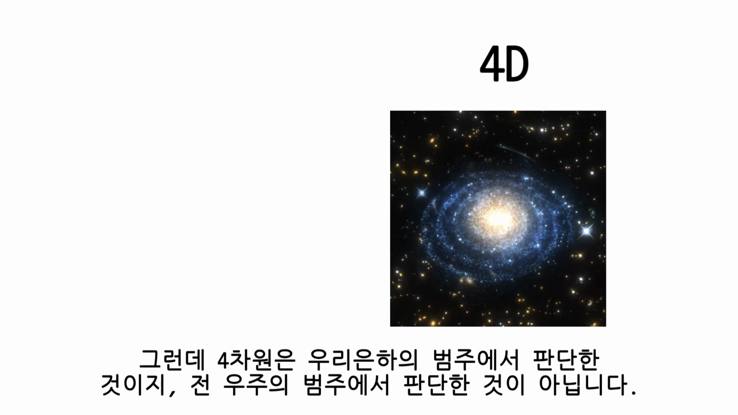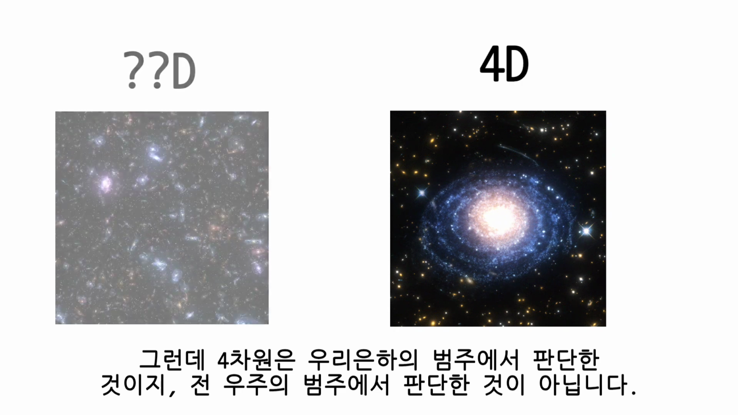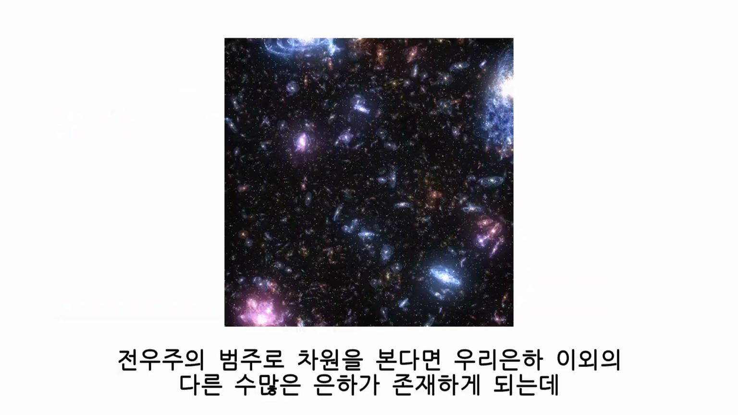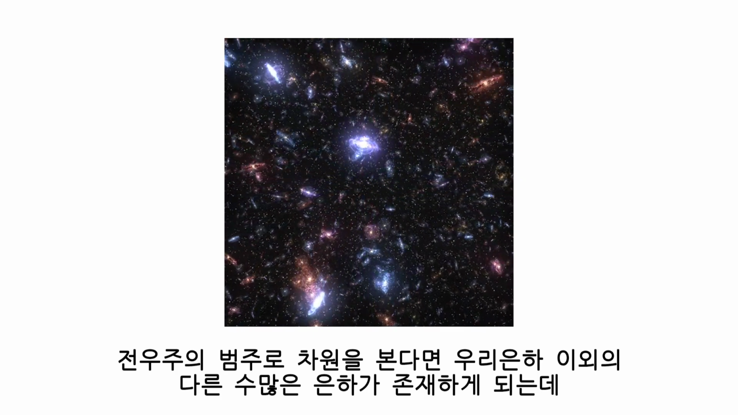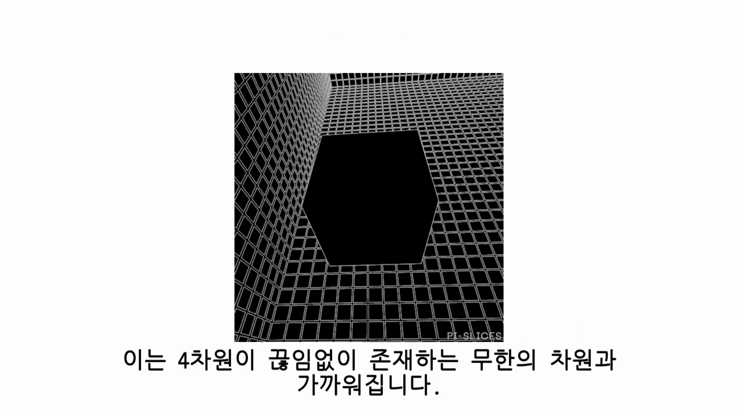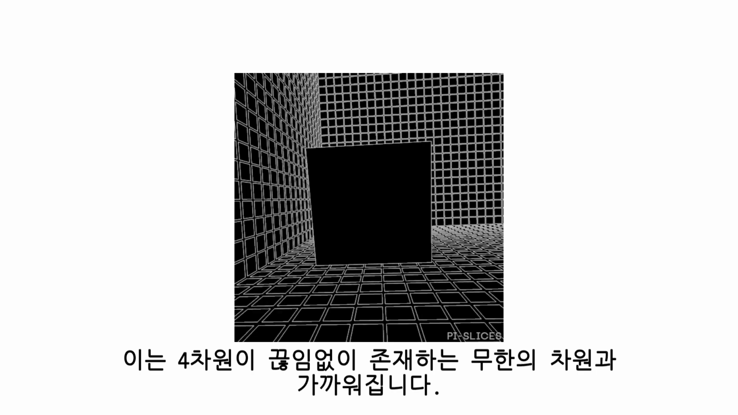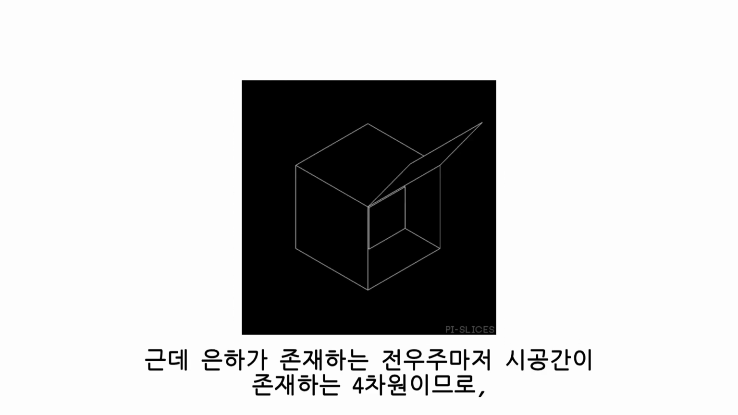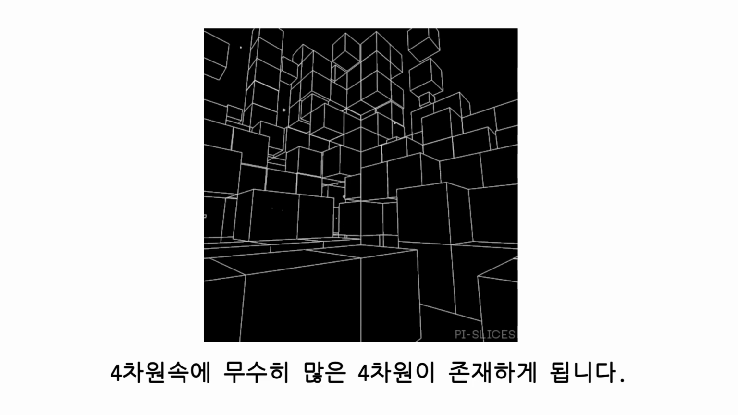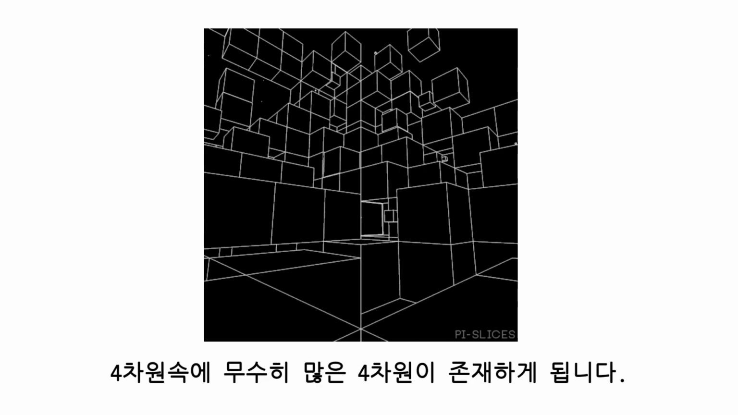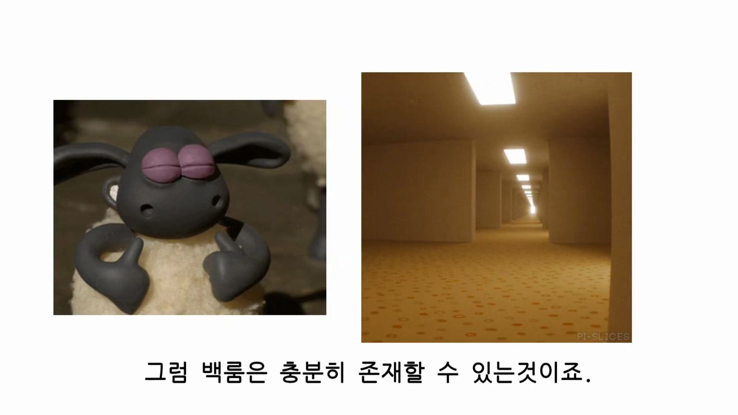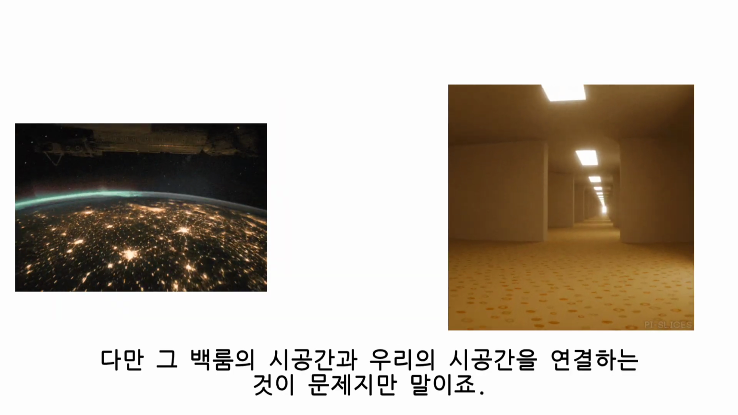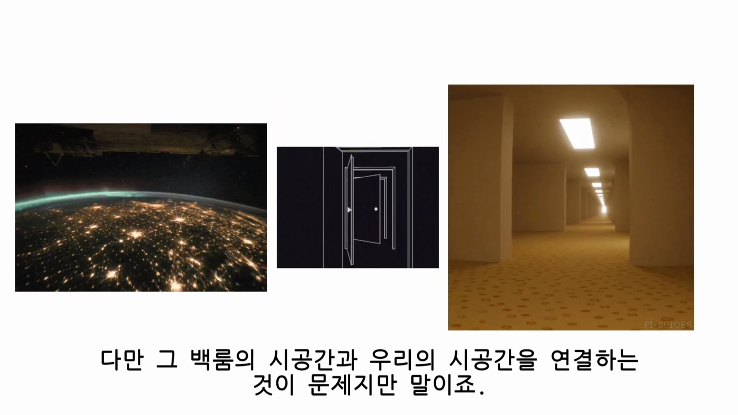However, the 4th dimension is judged by the category of our galaxy, not by the category of the entire universe. If you look at the dimension as a category of the whole universe, there are many other galaxies other than our own, which is close to the infinite dimension in which the 4th dimension is constantly existing. However, even the entire universe where galaxies exist is a 4-dimensional space-time, so there are countless 4-dimensional objects in the 4-dimensional space. In conclusion, from the category of the whole universe, the dimensions can become infinitely large. Then the backroom can exist enough. But it's a problem to connect the space-time of the backroom with our space-time.